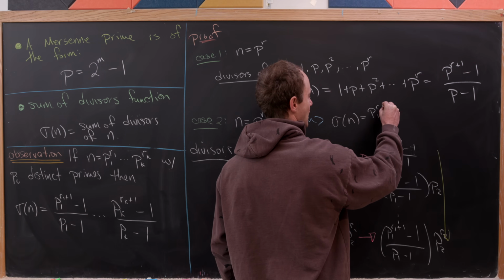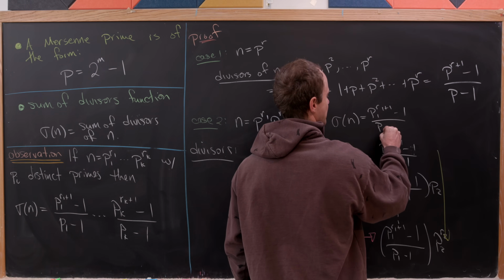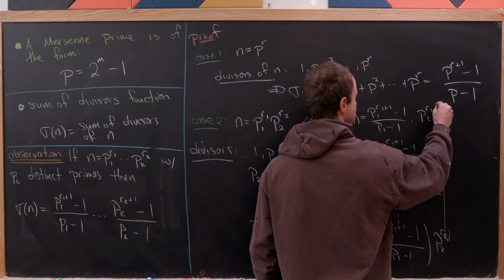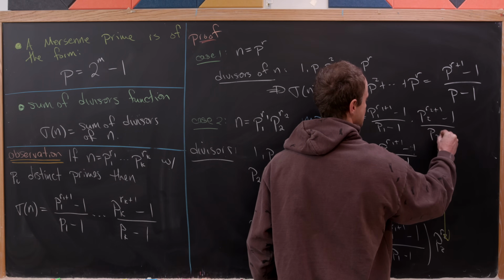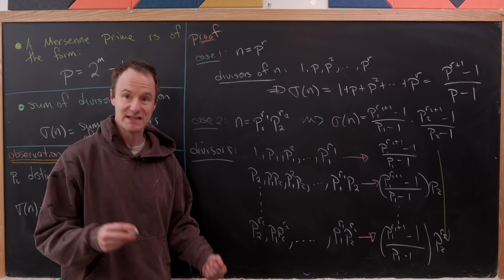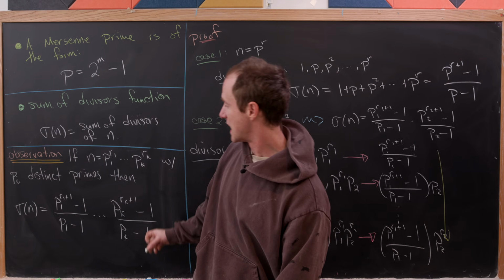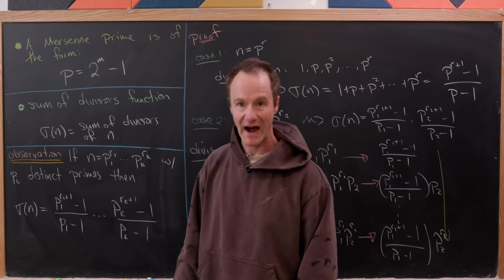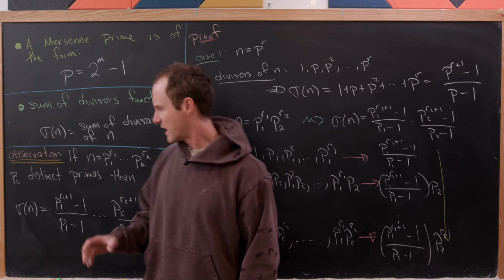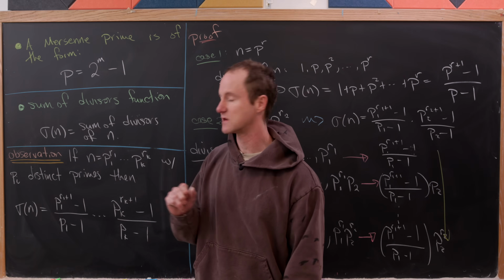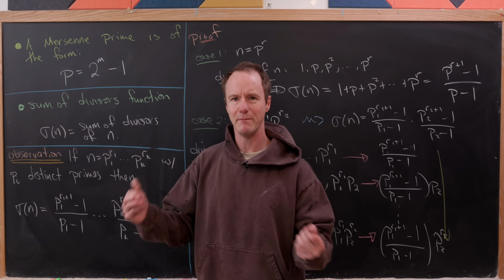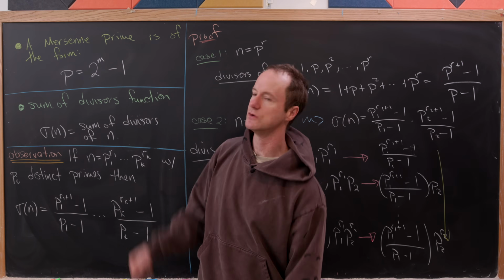So it'll be p1 to the r1 plus 1 minus 1 over p1 minus 1 times p2 to the r2 plus 1 minus 1 over p2 minus 1. And then, as you can imagine, we could just inductively proceed and end with this final formula here. Maybe I'll leave that to you in order to do that. Okay, so now that we've got this setup of this nice formula, if you will, for sigma of n, let's look at the main result that will tie these two things together.